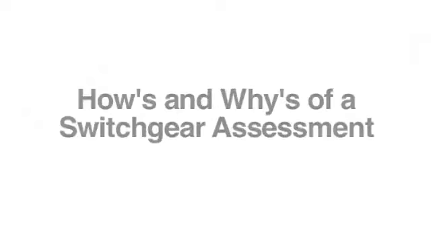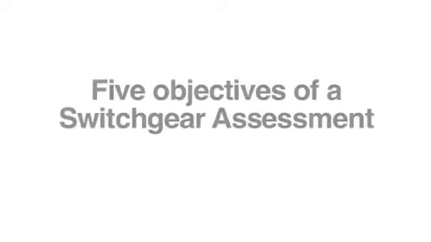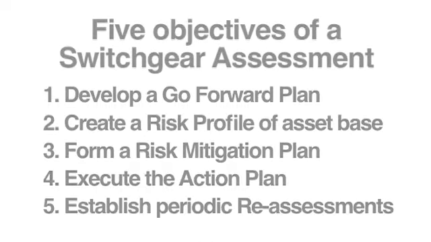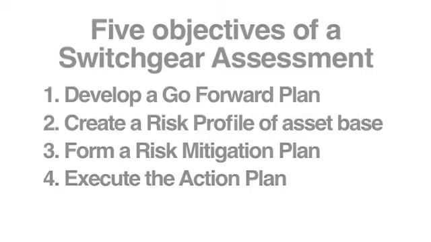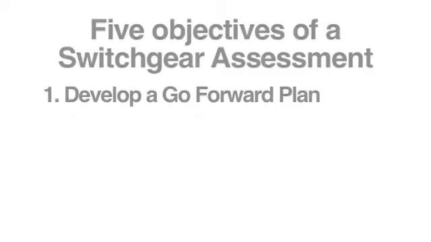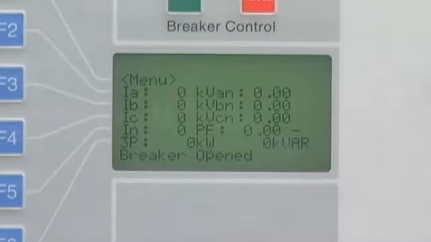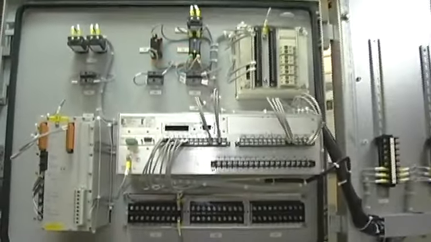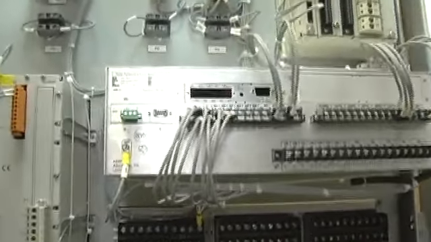During this short clip, I'd like to walk you through the steps required and the benefits of doing an assessment program on your installed equipment. Let's first establish the objectives of the assessment program. The first of 5 steps is to develop a go-forward program so that we can identify the current state of the gear, identify what critical points need to be addressed, and what safety issues are a concern.